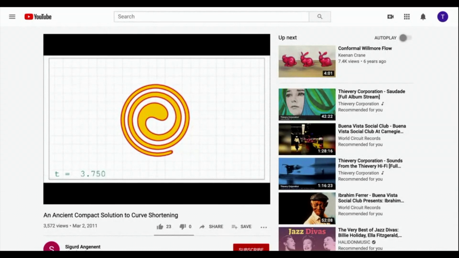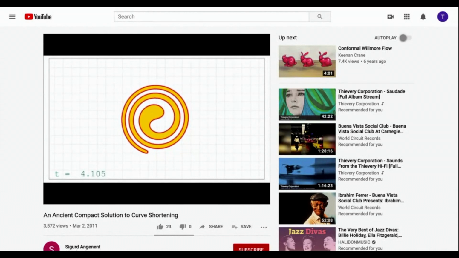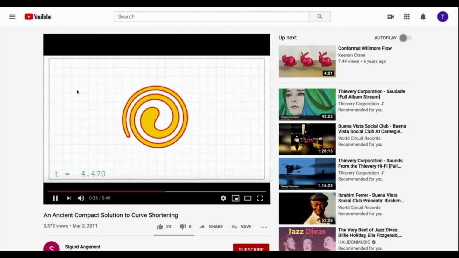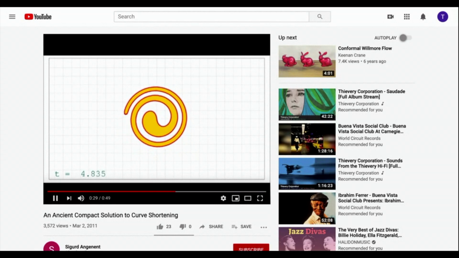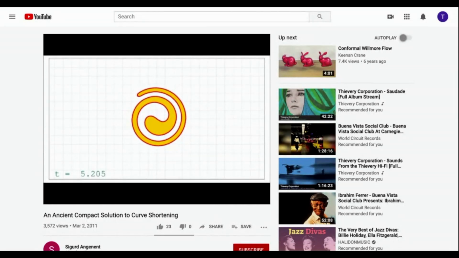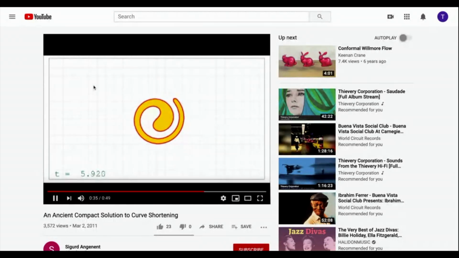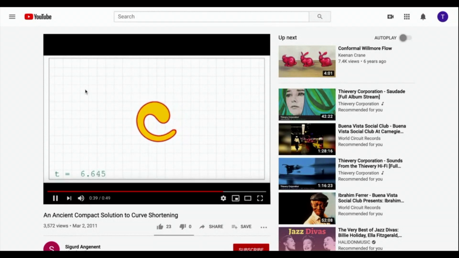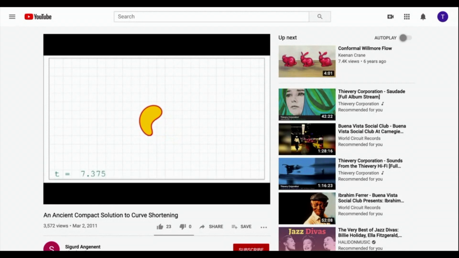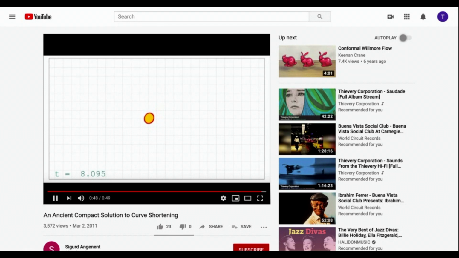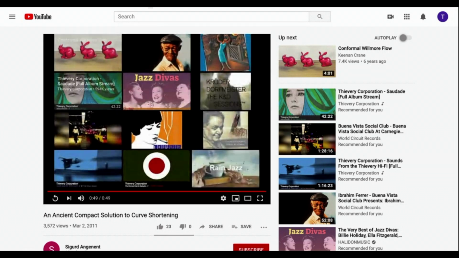It's also amazing that the rate at which the enclosed area changes is always constant in time. So it keeps unwrapping. Okay, and now it's almost unwrapped. It will become convex, and now it disappeared at a finite point.